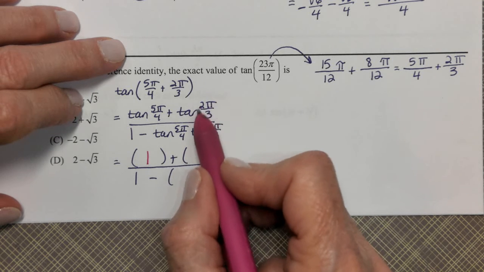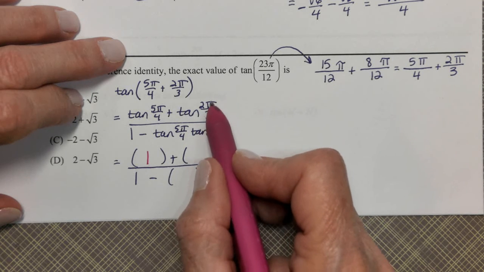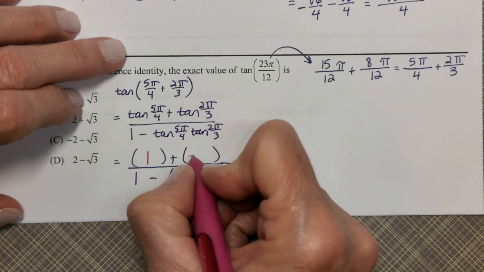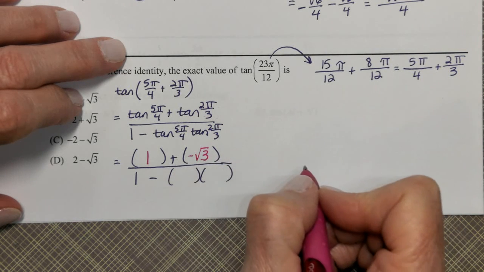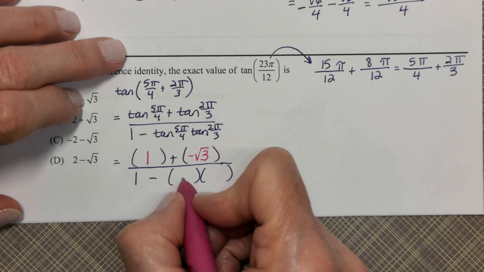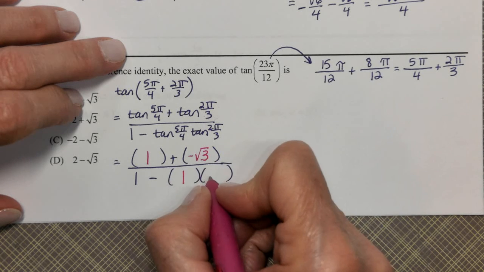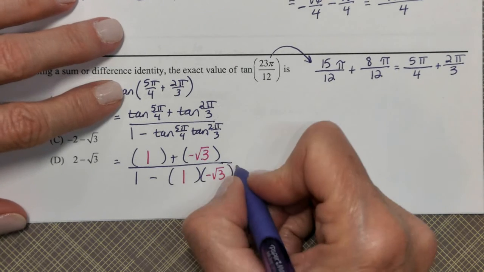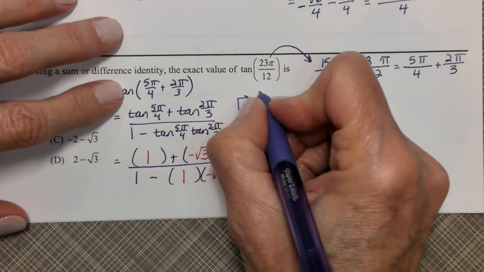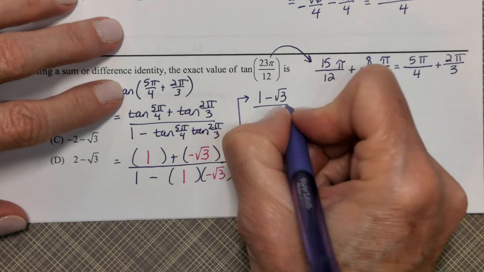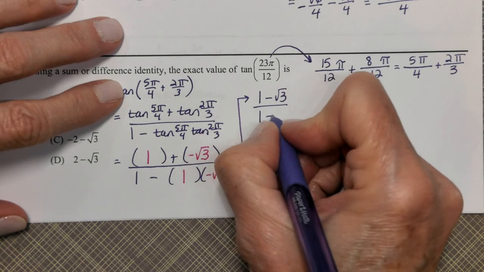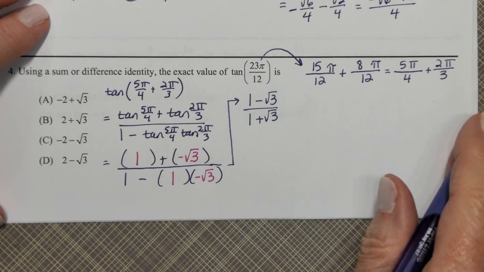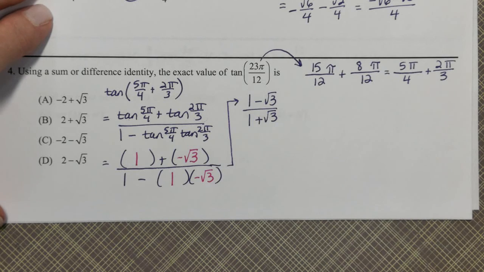Tangent of 2 pi over 3 is going to be a square root of 3, but it's going to be negative because it's over here in quadrant 2. So negative square root 3. So tangent of pi over 4 was 1. Tangent of 2 pi over 3 was negative square root 3. So we have 1 minus square root 3 divided by 1 plus square root 3. Okay? All right, time to rationalize.